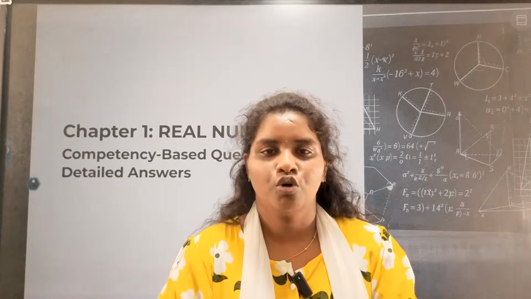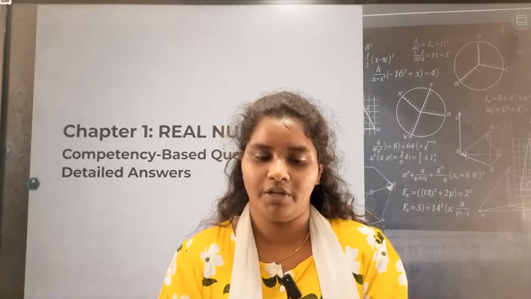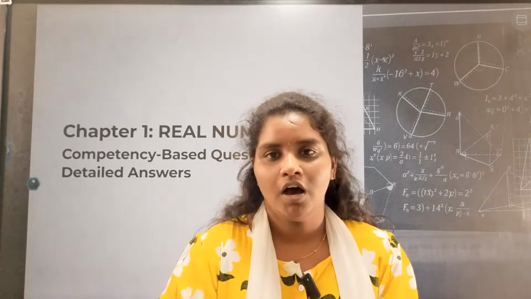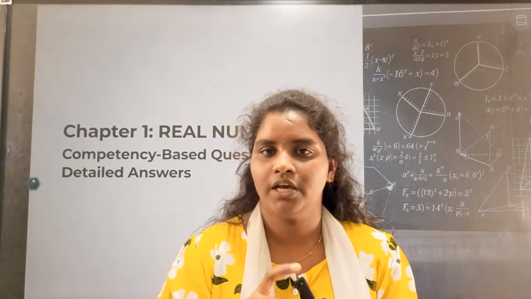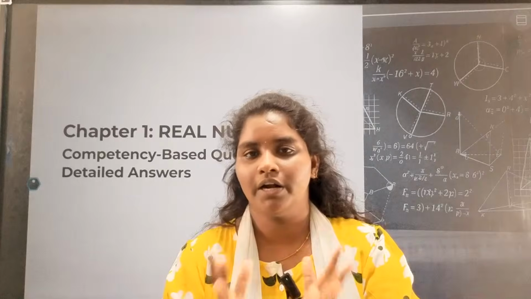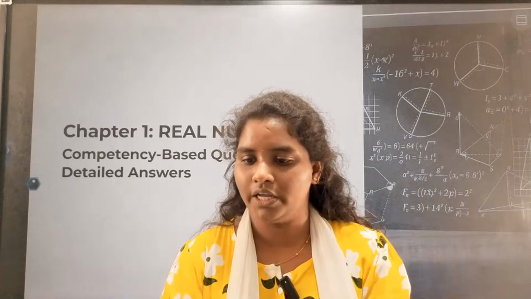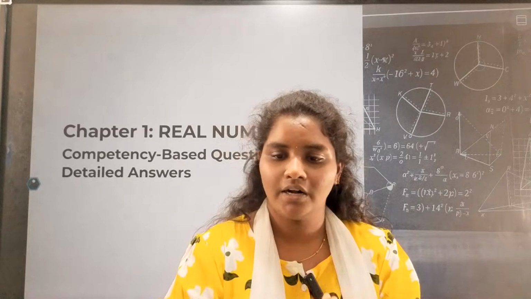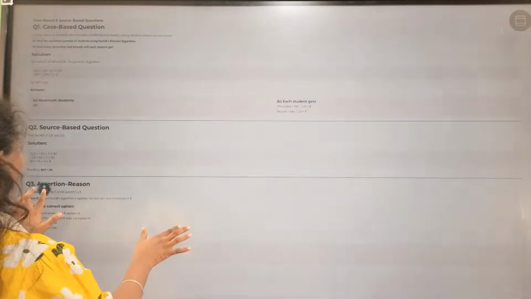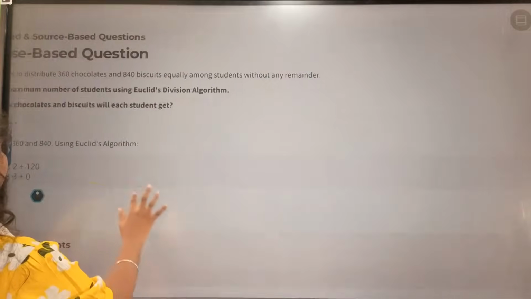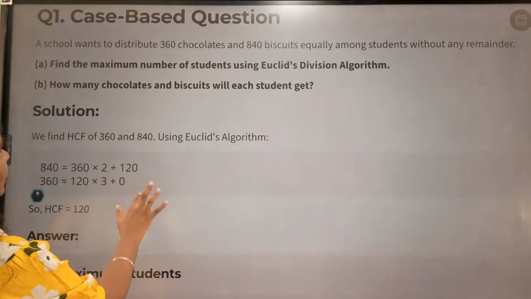So the first chapter is real numbers. So we have totally 14 chapters. Real numbers, and then the polynomials chapter, then quadratic equations, and then we have trigonometry, applications of trigonometry, circles chapter, triangles. So we have totally 14 chapters. We'll start with the first chapter, real numbers, right? In real numbers, we have many types of questions, right? So the first type is the case based question.